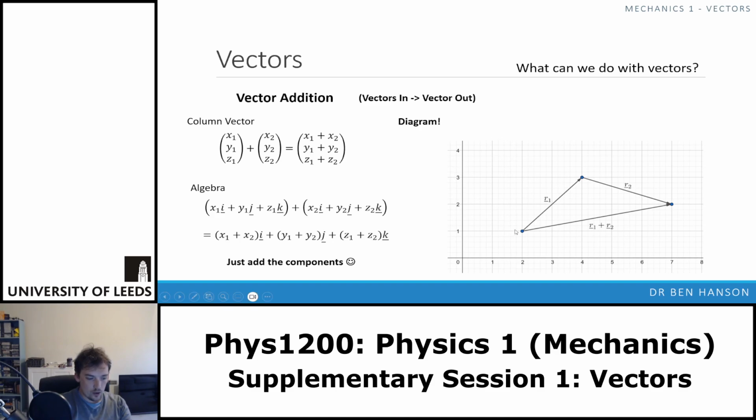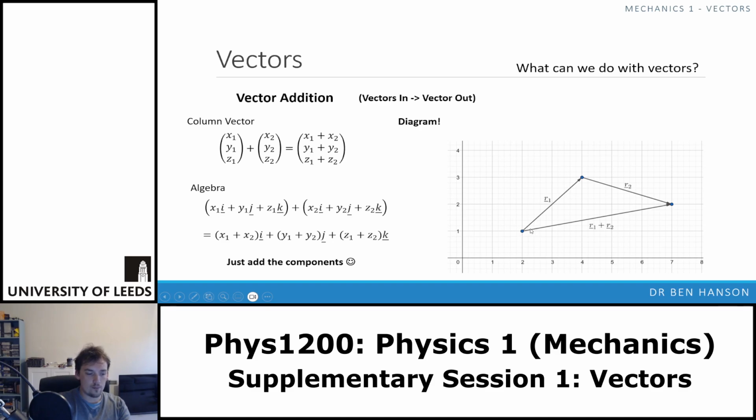So if I added another one, R1 plus R2 plus R3, then the total vector would be the start to the end. It's just like following a path. That's exactly how vectors work. This is called the parallelogram rule or something like that, but it doesn't really matter. It's basically about following the path.